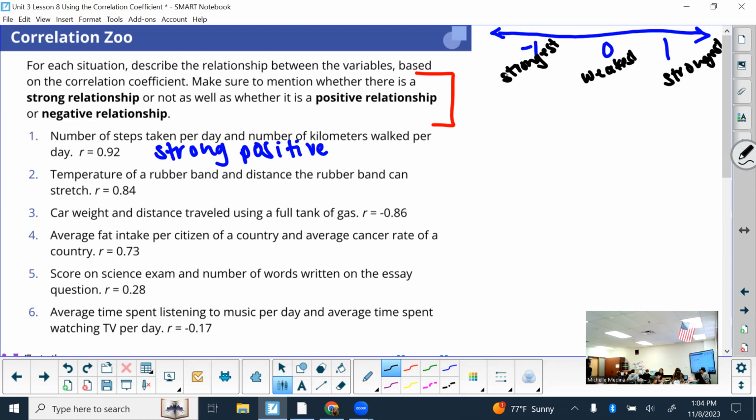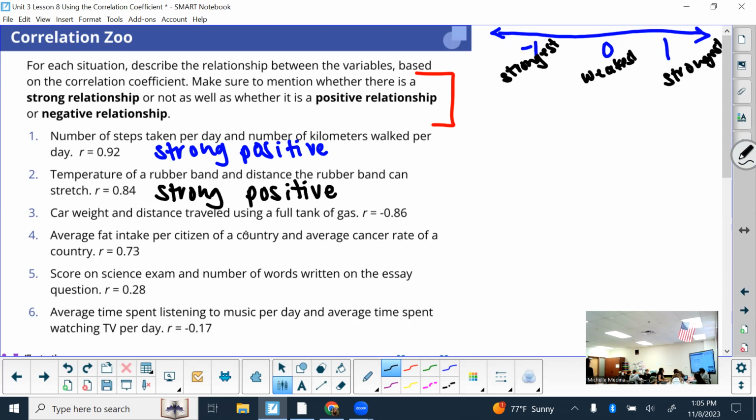So table 3, when the R value is 0.84, how would you describe that relationship? Strong and positive. All right, class, you guys agree? Yeah. Okay, I would agree. 0.84 is still pretty close to 1. Is it closer than 0.92? No. Okay, so maybe at the end we'll rank them from strongest to least strongest, but strong positive is how I'd probably describe that too.